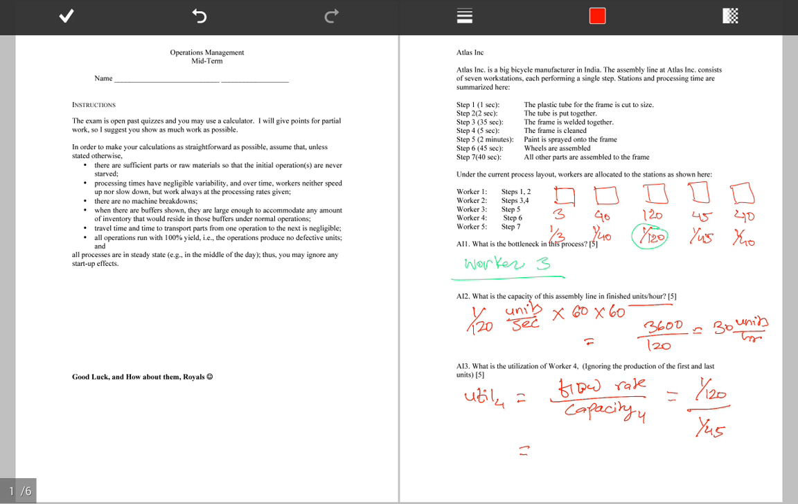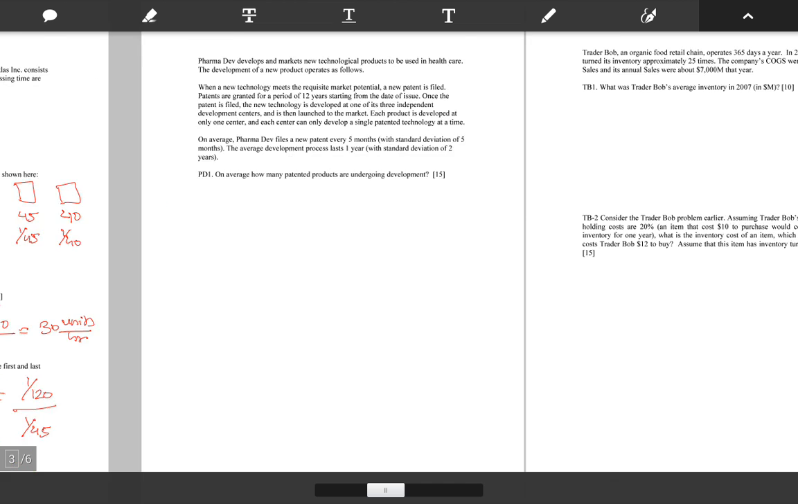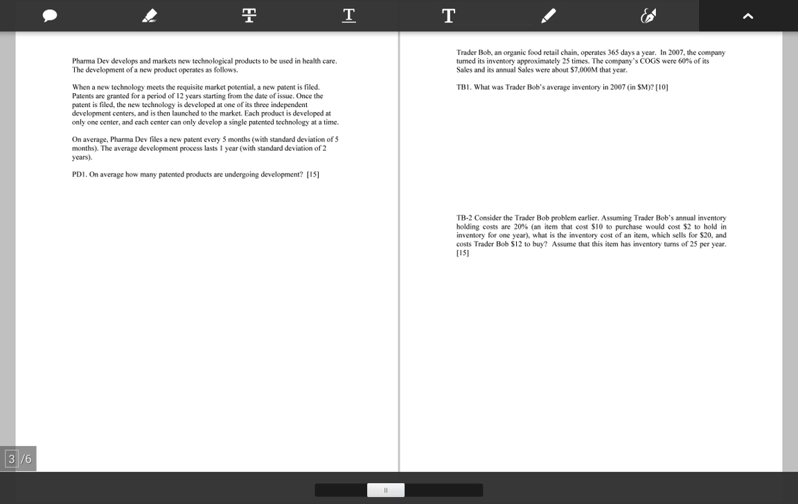So your utilization is 1 divided by 120 divided by 1 divided by 45. So 1 divided by 120 multiplied by 45 divided by 1. This comes out to be 37.5%. Right? Okay. Let's go to the next question.